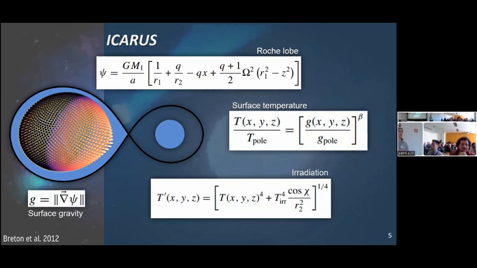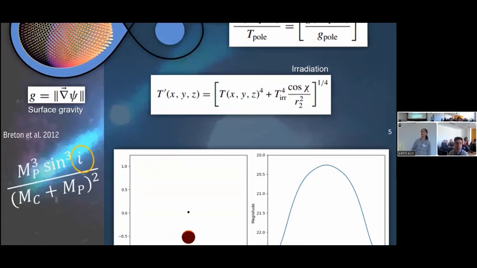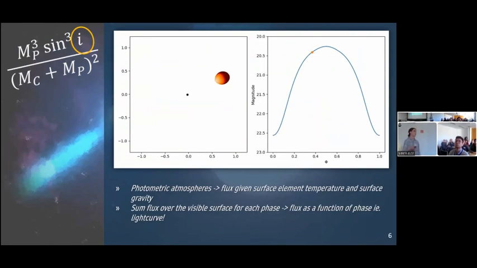So for each of these points, we have a surface temperature and a surface gravity, and using photometric atmosphere grids, we can get the flux we expect to observe from each of these surface elements. Then it's just a case of working out which of these surface elements we can see for a given point in the orbital period, and summing these fluxes over the visible surface to construct our light curve. So spin the companion around, and the light curve just falls out. Lovely. How does this then actually constrain the inclination?